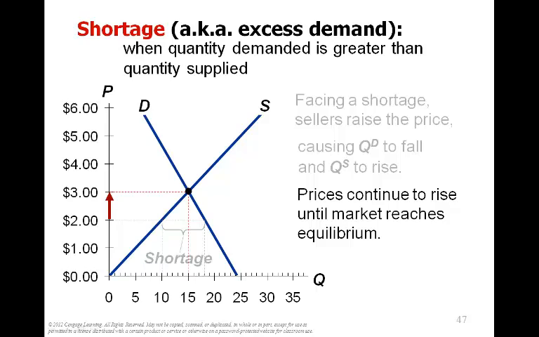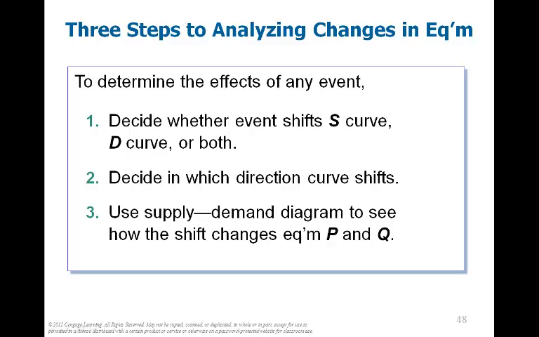The price of every product in a market economy and the quantity bought and sold is determined by this interaction of suppliers and demanders, of people who wish to consume the product and people who are thinking about producing it. These tools of supply and demand can also tell us what will happen to the price of a product and what will happen to the quantity bought and sold if there's any change in the market. So, in order to determine the effects of any economic event, first you have to decide whether the event shifts the supply curve, the demand curve, or both. Second, you have to decide in which direction the curve shifts. And then third, you have to figure out what the new equilibrium price and quantity is going to be.